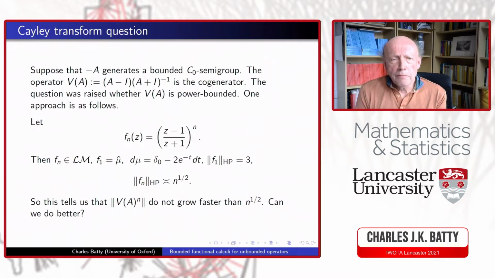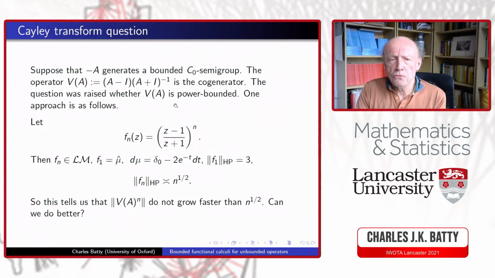Here's a question, the Cayley transform question, which I've already mentioned. Suppose minus A generates a bounded semigroup. Take its Cayley transform, (A minus I)(A plus I) to the minus 1, sometimes called the co-generator of the semigroup, here denoted by V of A.